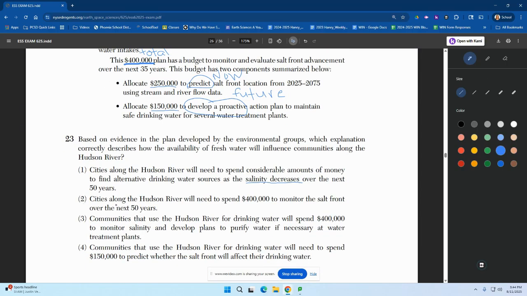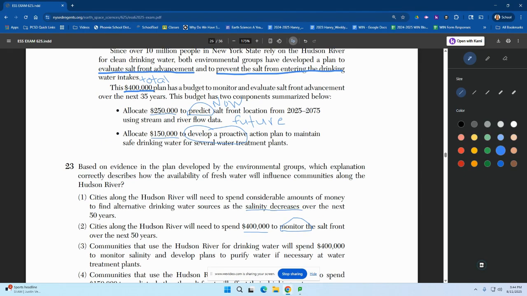So 2 says cities along the Hudson River will need to spend $400,000 to monitor the salt front over the next 50 years. So we have $400,000 to monitor, okay? But if I go back up here, it said that my $400,000 was to monitor and evaluate salt front advancement. So that answer is missing a piece because it does not just monitor, it also evaluates, and it also develops a future plan. So there were 2 pieces there, and this is only mentioning 1 piece. So 2 is not a good choice.